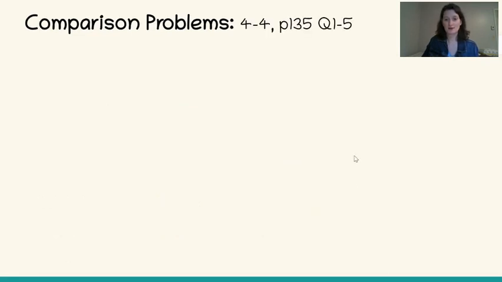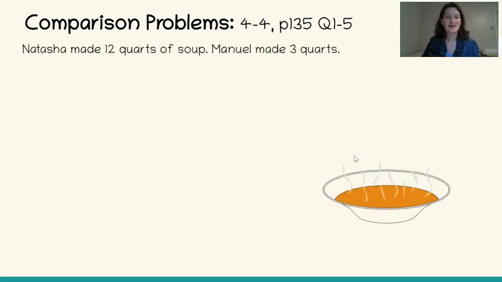So we're on page 135. We've done the example at the top. We're just going to work through the next one together, which is also about soup. It tells us that Natasha made 12 quarts of soup. Manuel made 3 quarts. Now get your pencils ready because you have to draw the comparison bars for Natasha and Manuel's soup.